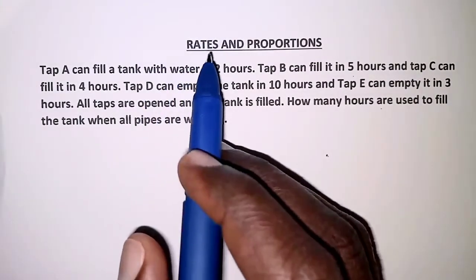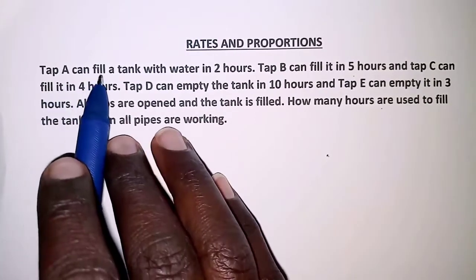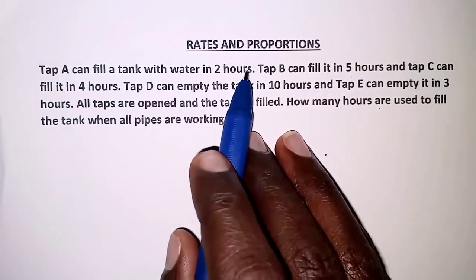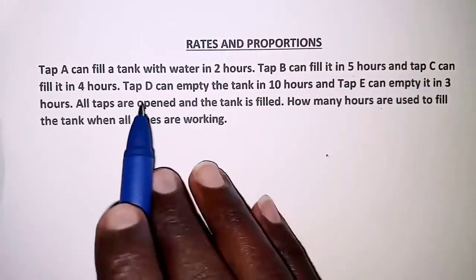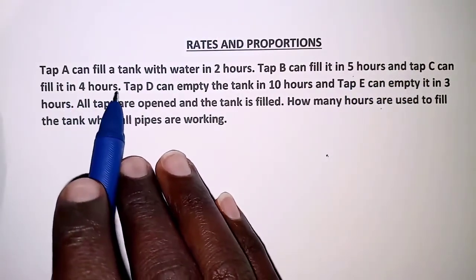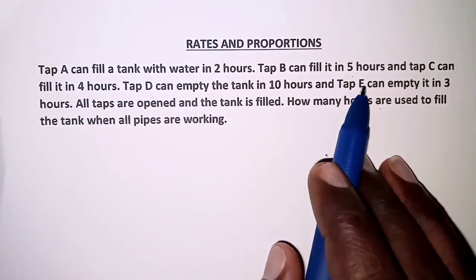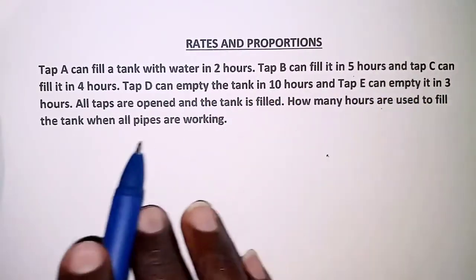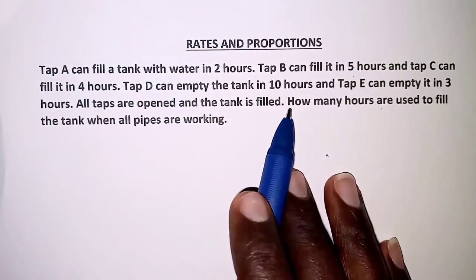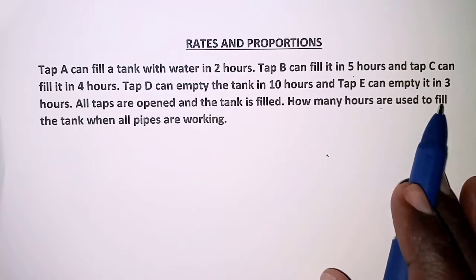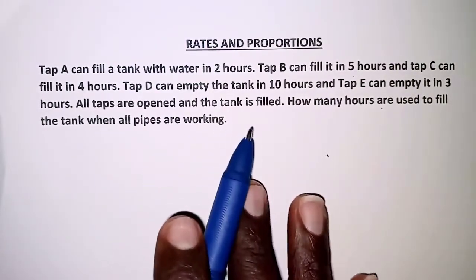The question today is on rates and proportions, and the question reads: Tap A can fill a tank with water in 2 hours, Tap B can fill it in 5 hours, and Tap C can fill it in 4 hours. Tap D can empty the tank in 10 hours, and Tap E can empty it in 3 hours. All taps are opened and the tank is filled. How many hours are used to fill the tank when all the pipes are working?